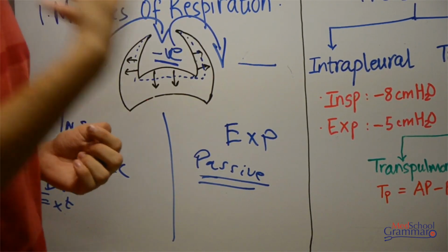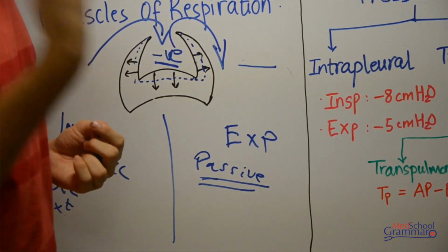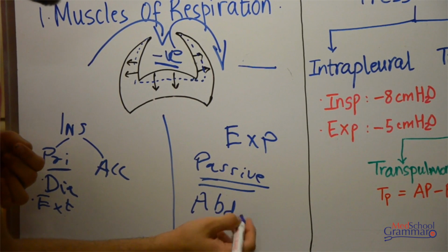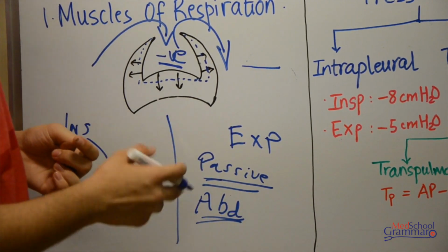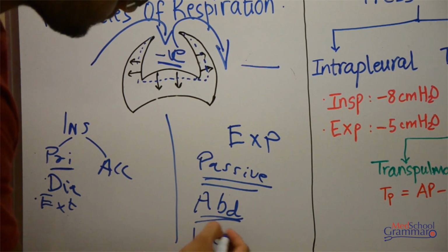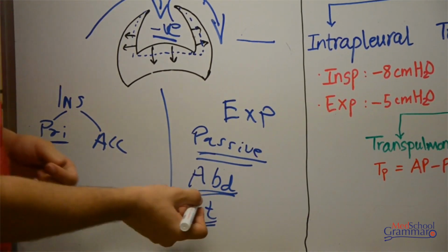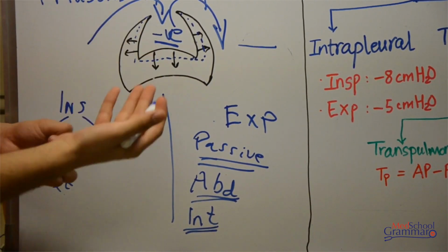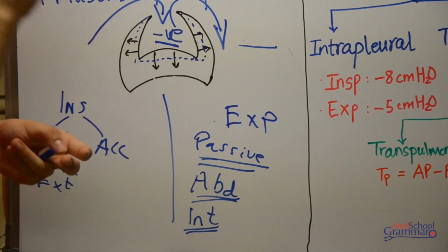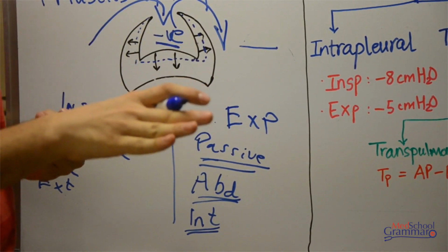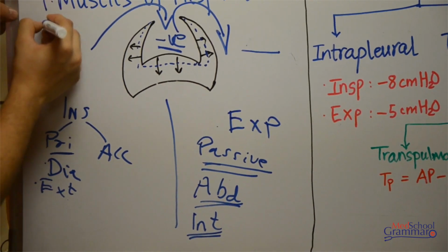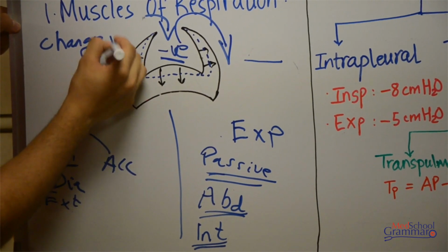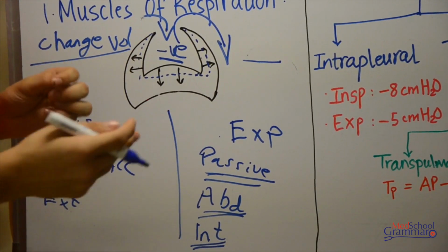If there's a forced expiration, if you want to purposely expire more, the same abdominal muscles also help in the expiration, and the internal intercostal muscles help in the expiration. Okay, so that is the role of muscles in respiration. If you want to summarize it in one statement, what is the role of the muscles of respiration? It is to change volume, which further changes the pressure.